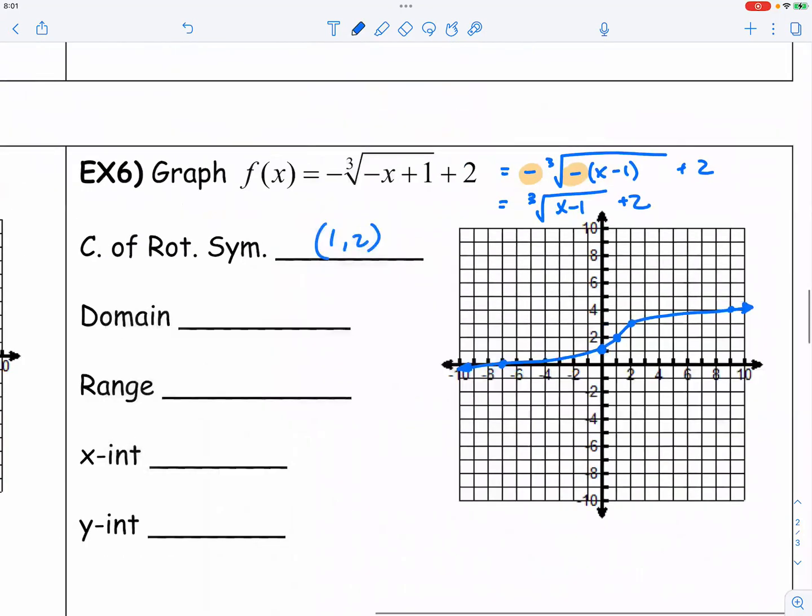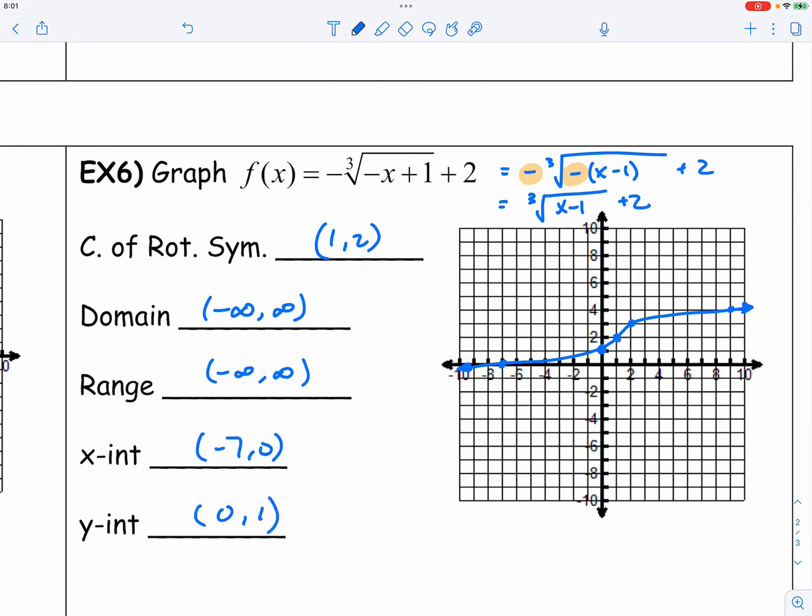That's it. Okay. All right. Very simple. X-intercept is negative 7, 0. Y-intercept is 0, 1. Easy.